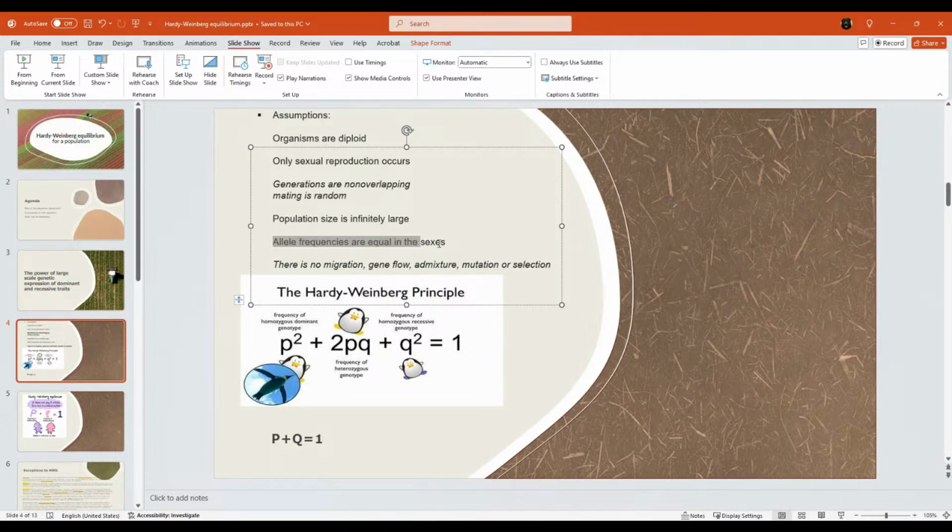Allele frequencies are equal in the sexes. That's also not true. For example, color blindness is usually in men, not in women. So certain allele frequencies for color blindness only come in men, and certain diseases which affect only women only come in women. So allele frequencies for all genes are not equal in the sexes, but this assumes that they are equal in all the sexes. And the next assumption this equation makes in order to be true is that there's no migration, gene flow, admixture, or mutation. Well, that's also not true. You do have mutation. You do have gene flow. For example, if I take a dog out of Germany, a German Shepherd, let's say, and I bring him to the US, that's gene flow.